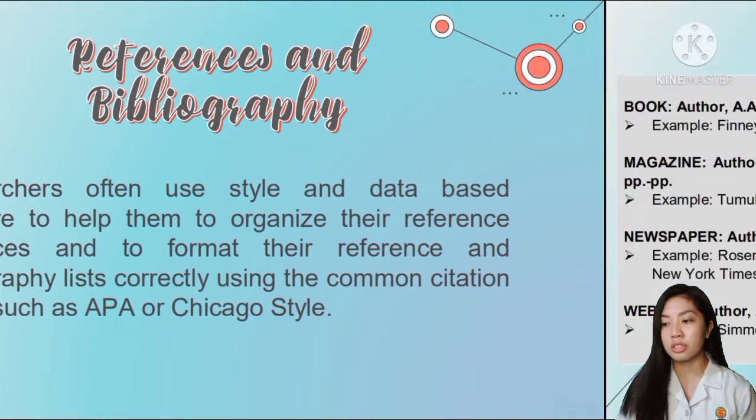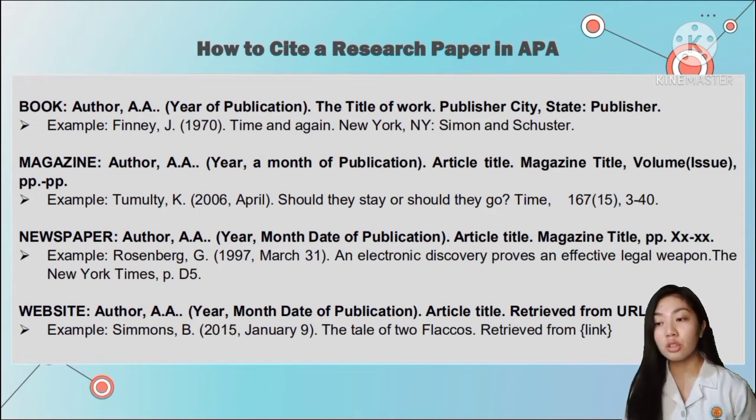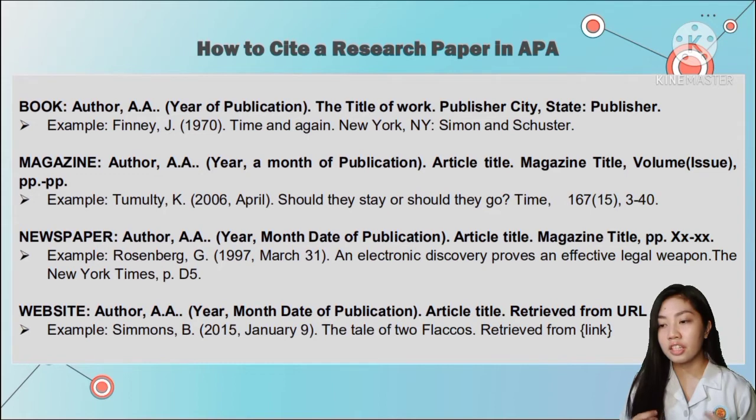So, APA or Chicago. How to cite a research paper in APA format. When a book, pag sa book natin kinuha yung ating source, ang paglagay natin ng reference is: first is the author, comma, and initial name, tuldok, then year of publication, tuldok, the title of the work, tuldok, publisher city, comma, then state, colon, then publisher. Example: Fanny J., 1970, Time and Again, New York, NY, Simon and Schuster.